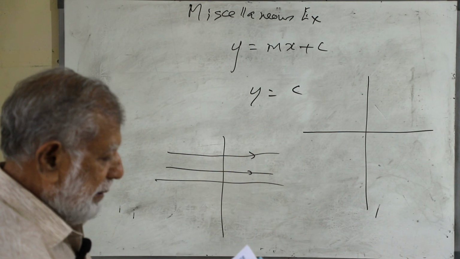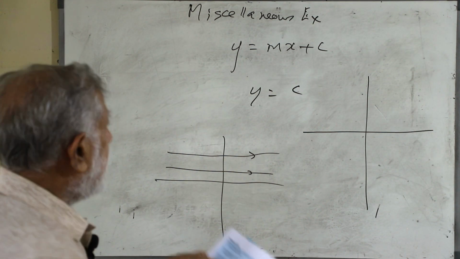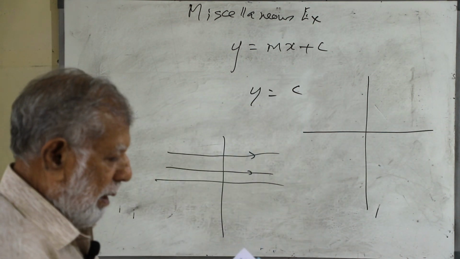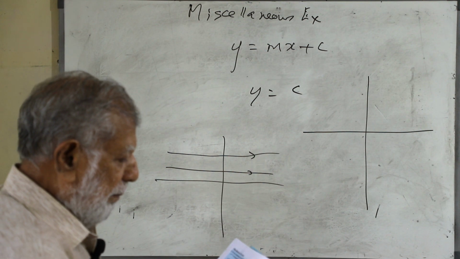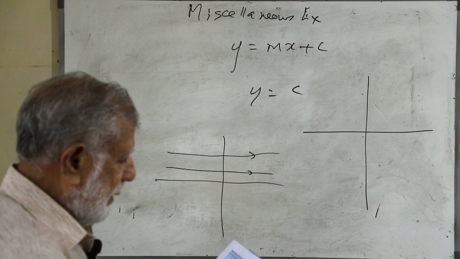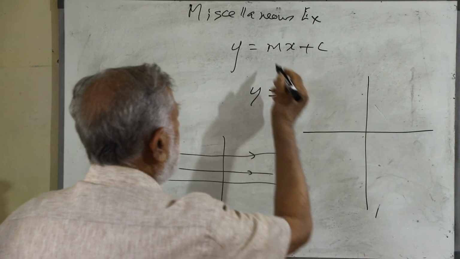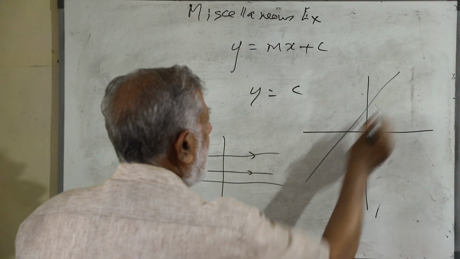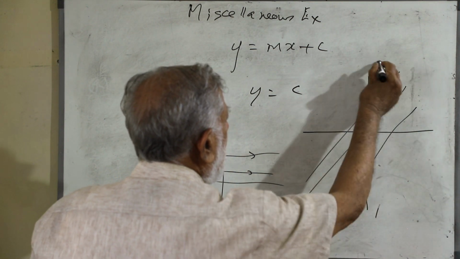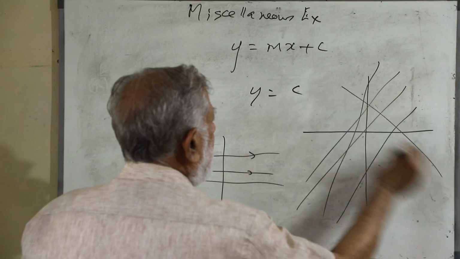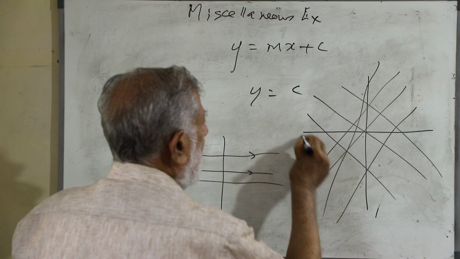Second one, for a function of the form y equals mx plus c, the value of m determines the direction of the straight line graph. So definitely, if m is positive, it will come like this. If m is negative, it will come in this direction.